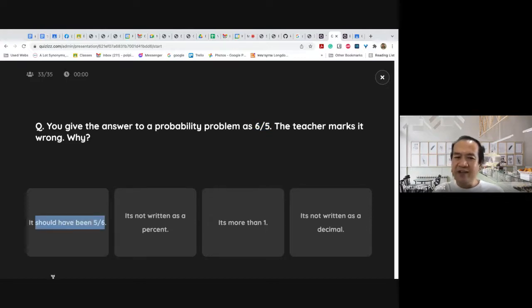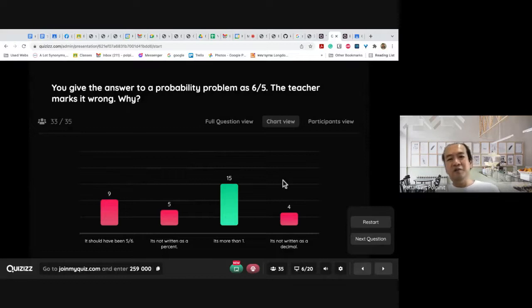That's not correct, not writing as a fraction. More than 1, yes, that's correct. And then not written as a decimal, that's not correct. So most of you got it correct. Yeah, more than 1. Probability can never be greater than 1. If you convert it into percent, it can never be greater than 100%. You can't say 200%, 1000%. That's not real. Okay, next one.